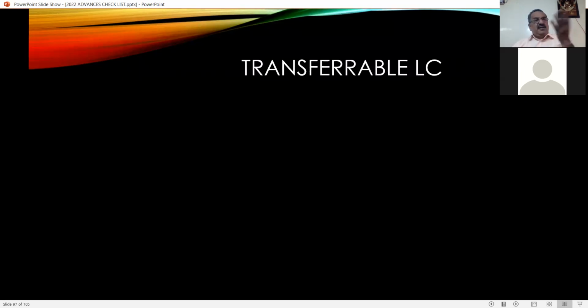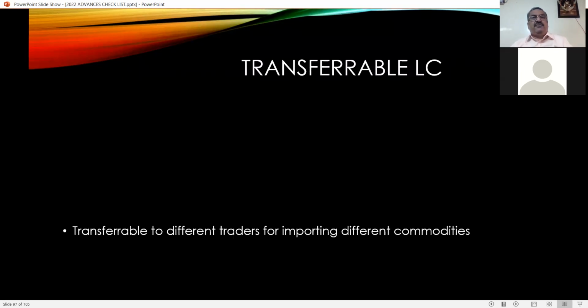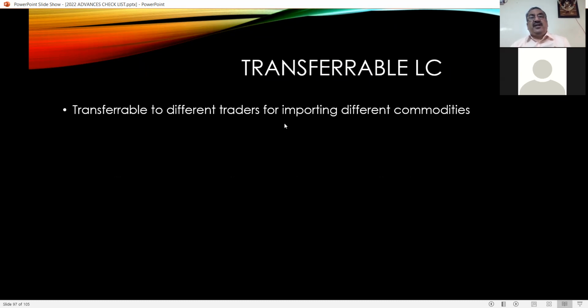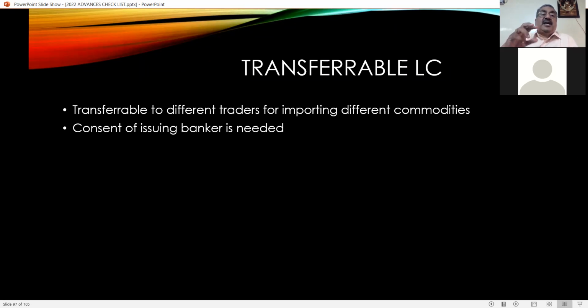What is a transferable LC? As the word itself says, you can transfer this LC from you to anyone, to different traders for importing different commodities. And the consent of the issuing bank is needed. This is very, very important because the bankers have issued the LC based on your experience. If you endorse this to some X, then the bank which issued the LC has to confirm the transaction because they have to be satisfied about the quality of the person in whose name the LC is being transferred.